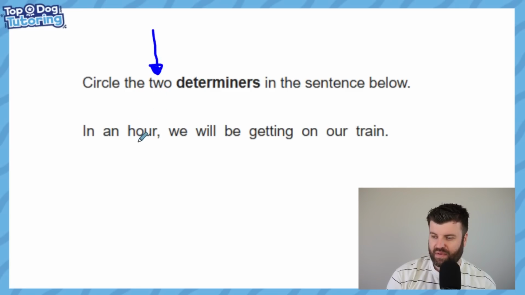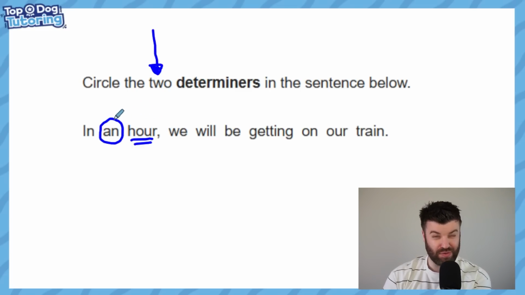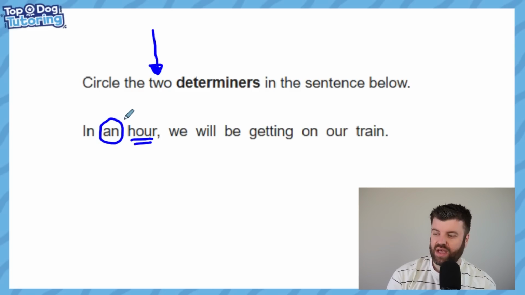So in an hour, well, hour is a noun. It's an object. Yeah, it's a period of time, but it's still a noun. It's still a thing. So looking before that, I can find straight away an. And if we see an or a or the, we're pretty sure they're determiners. We will be getting on our train.